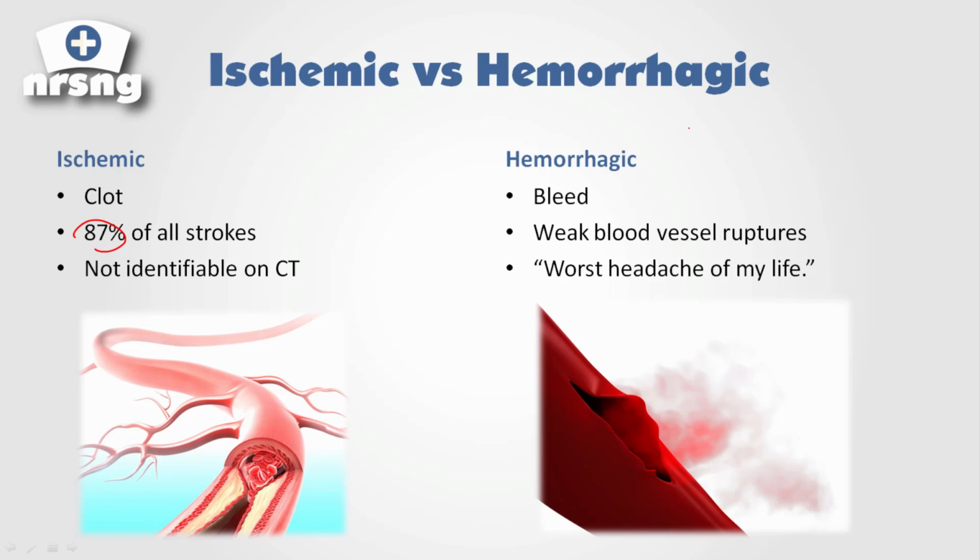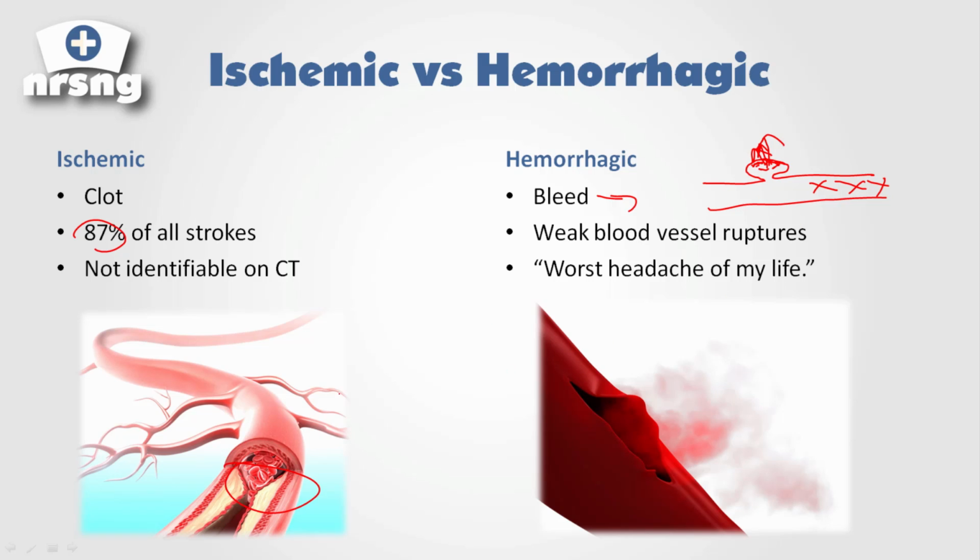With hemorrhagic strokes, what we have is a bleed. A weak blood vessel ruptures, and the patient will generally call this the worst headache of their life. So a lot of times we'll have an aneurysm on one of the vessels in the brain, and this portion of the aneurysm here is generally the weakest part. Eventually that could rupture, and that would cause blood to flow out of here, and then we'd lose blood flow distal to that. That, of course, is a huge concern as well. Both of these, as you can see, are limiting blood flow beyond that point.